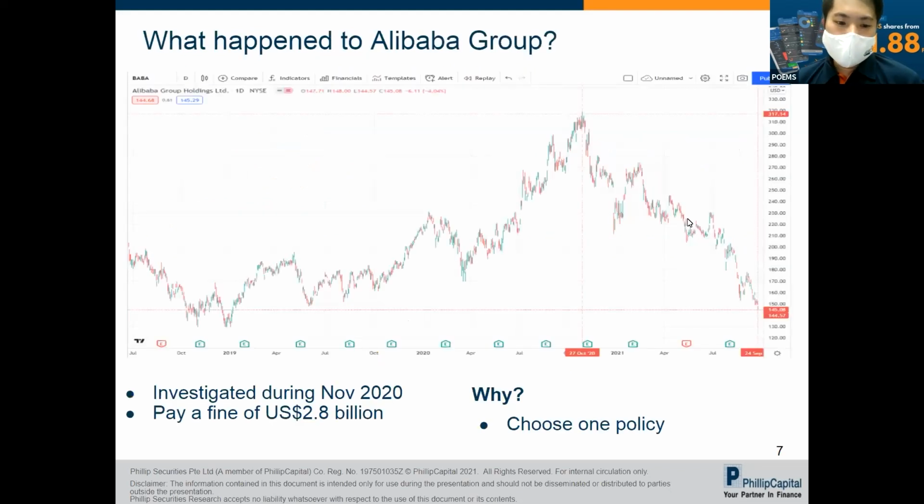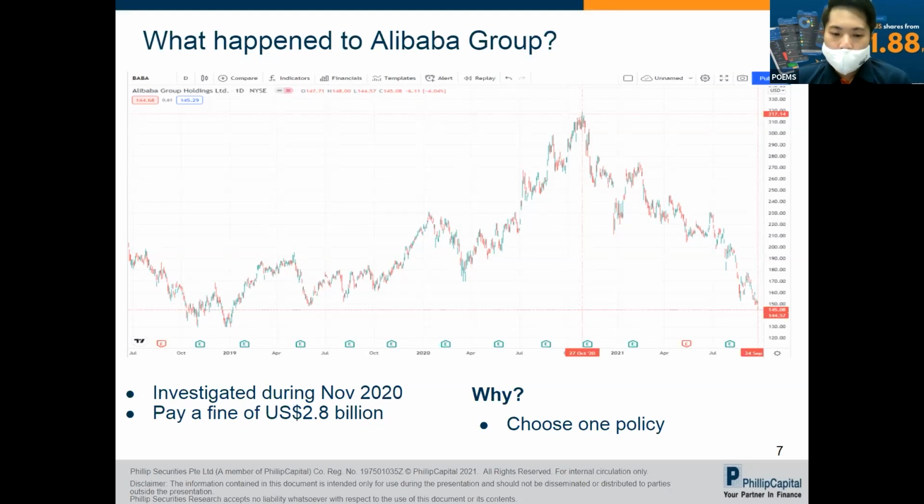So for Alibaba, you can see that since last year, 27 October, it started to drop from around $300 US dollars to $145. That amounts to close to a 50% drop. So if you were to invest $1,000 when it was at $300, it would be $500 today, basically.